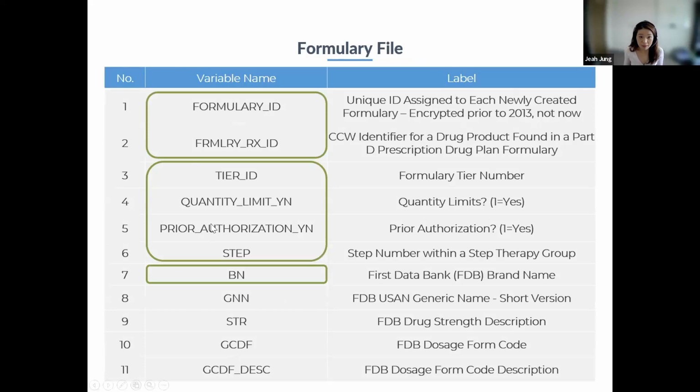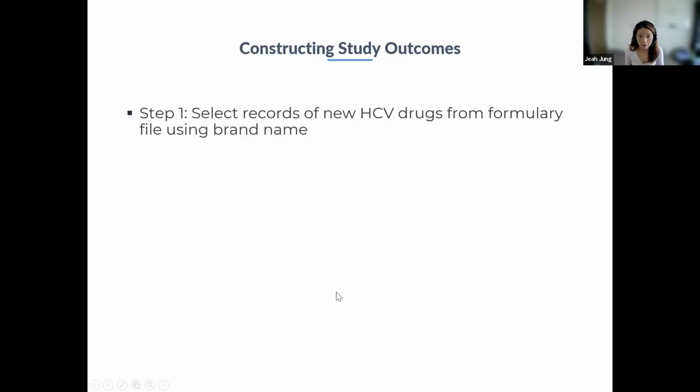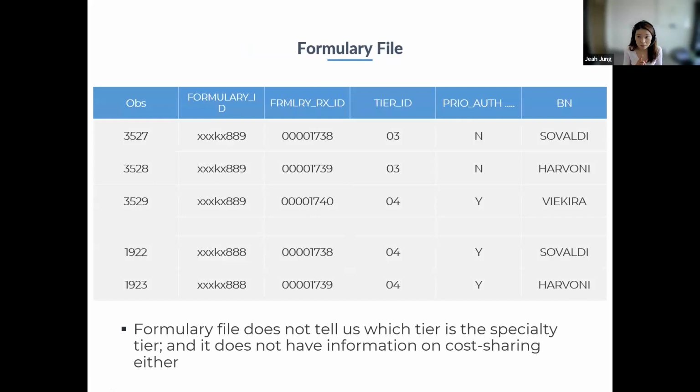using this formulary file, right? So you have this brand name information here. So using this brand name, I would select all the records for those drugs from formulary files. In other words, you are interested in formulary information only for those 3 drugs, right? So you simply use this brand name information, and then just select the records of new Hep C drugs from the formulary file. This is the example.